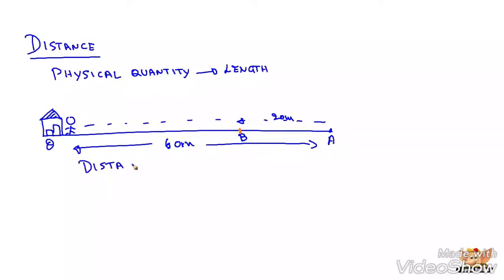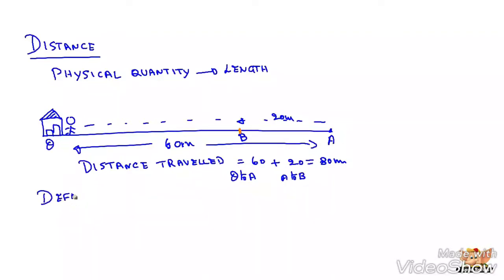Now the distance travelled by the man is 60 plus 20, which is 80 meters. Basically, 60 is from position O to A, and 20 is from position A to B. From this example, let us define what is distance.